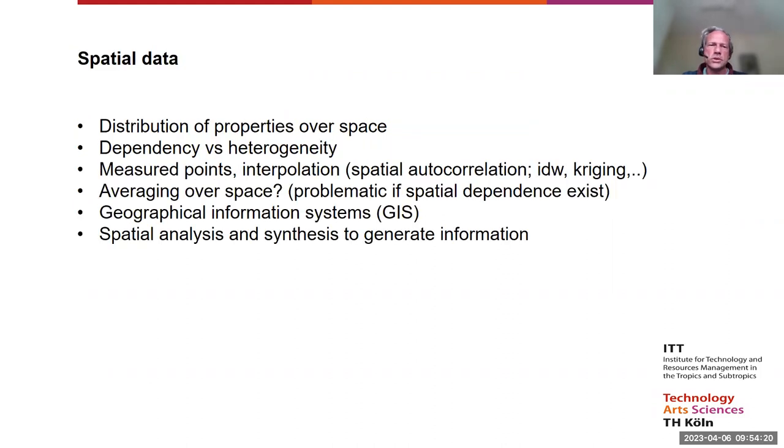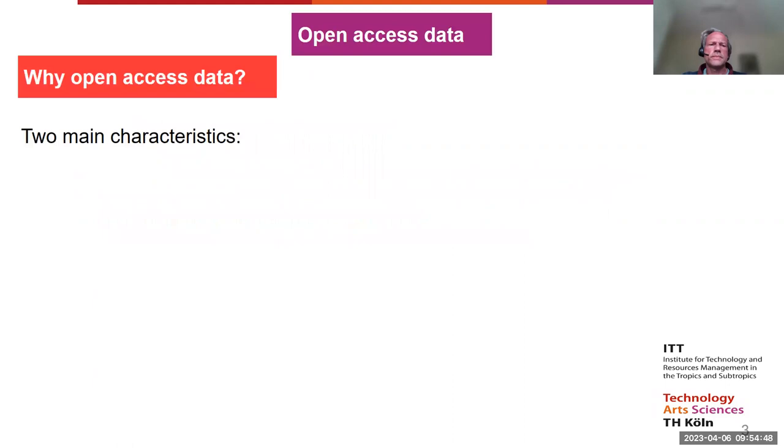Spatial data has other challenges, and also description. Spatial data is typically gridded data, but of course spatial data can also be expressed as vector data in GIS. If I have spatially distributed data, I can also interpolate. I can interpolate over time. I can also interpolate over space, and with that create seamless information about any kind of variable.